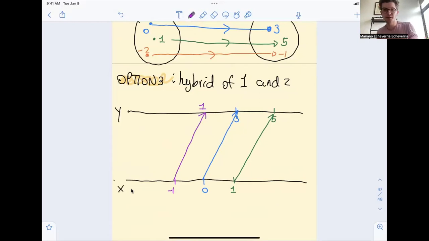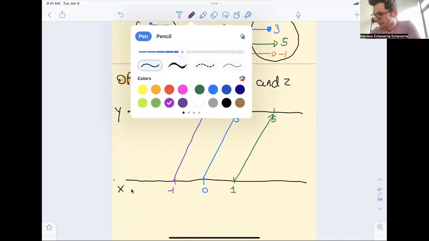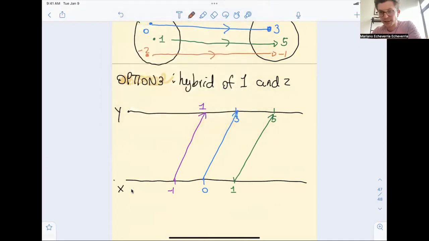Is it making sense so far? So far so good? And you could keep going, right? So for example, -2. Okay, at least it hasn't collapsed, so this is good.